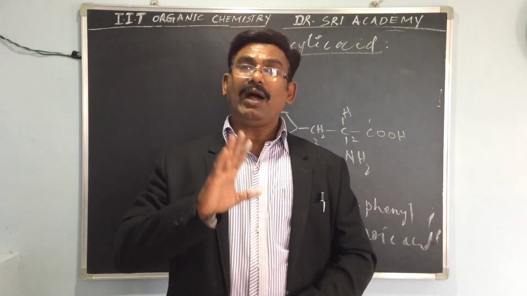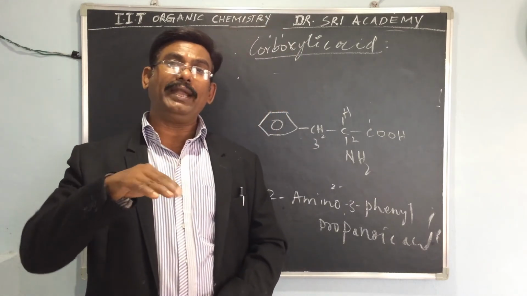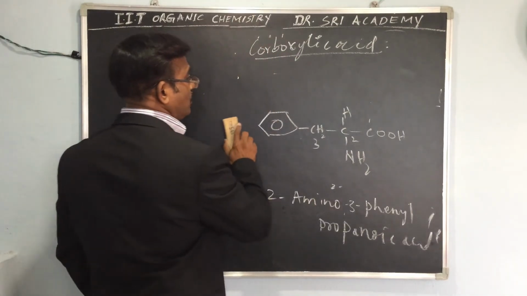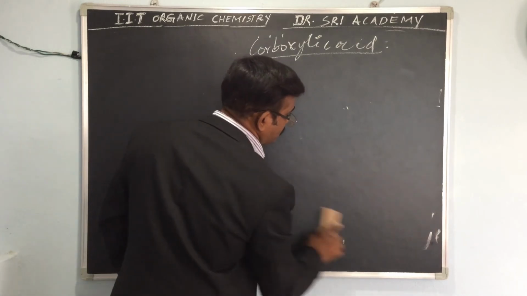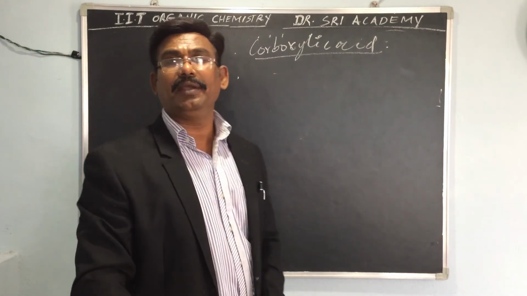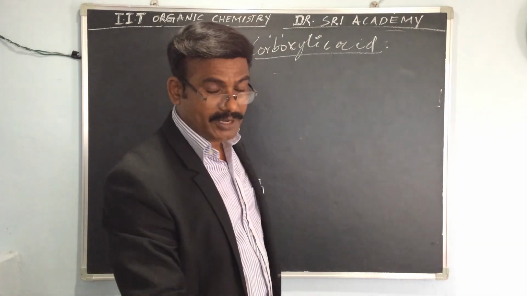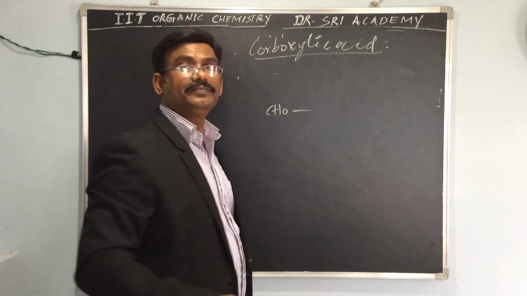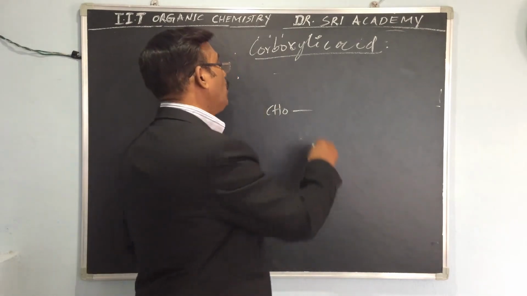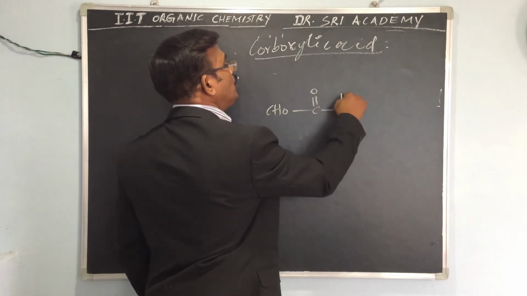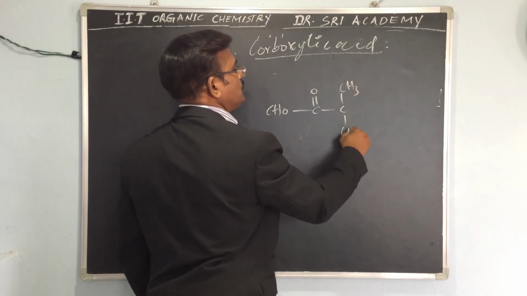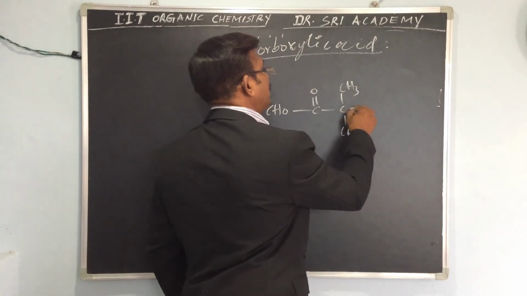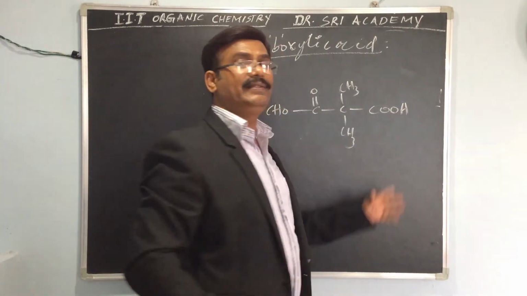I will give the name: 1 aldehyde, 1 keto, 1 acid, 2 substituents. How can you give that name? So I will write the structure. We write 1 aldehyde, CHO. 1 ketone. And 2 substituents we can write. And majorly COOH you can write as the third one. So how can you write this name?